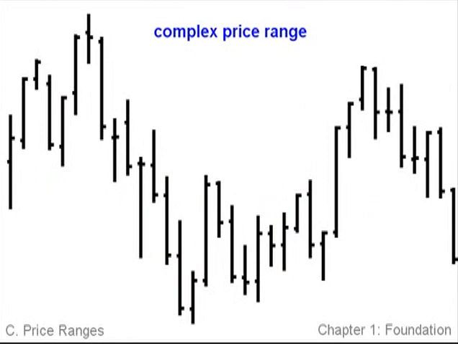A complex price range has pivots in between, and let's see how that looks. Let's take a look at this range as drawn from here to here. Is this a good complex price range? Yes, it is. We have a pivot high and a pivot low between this pivot high and this pivot low, and therefore this is a good legitimate complex price range.